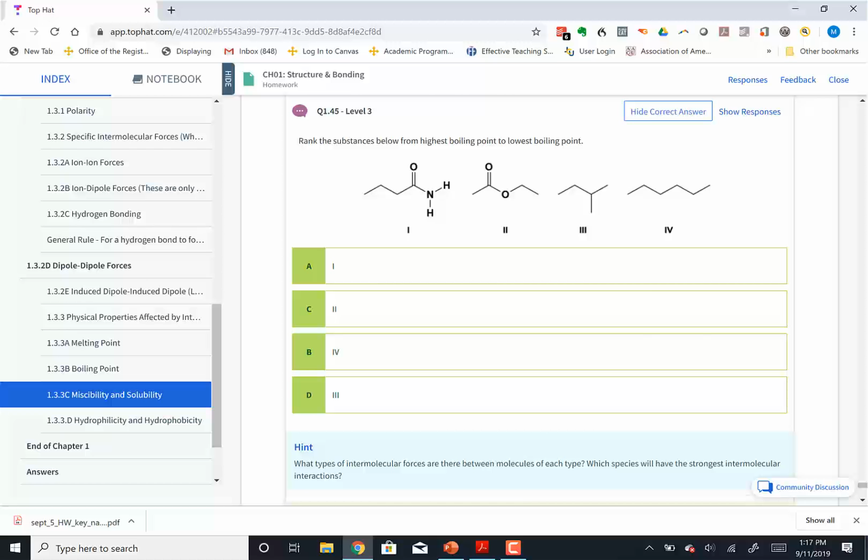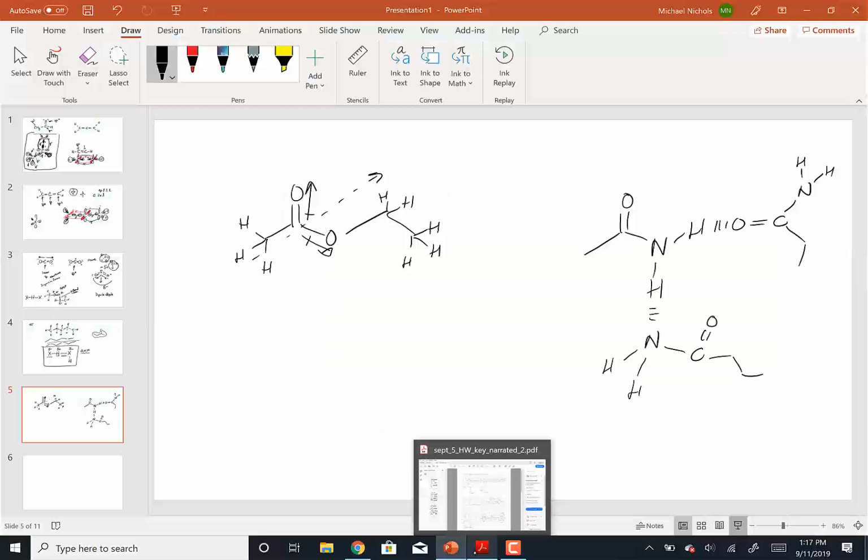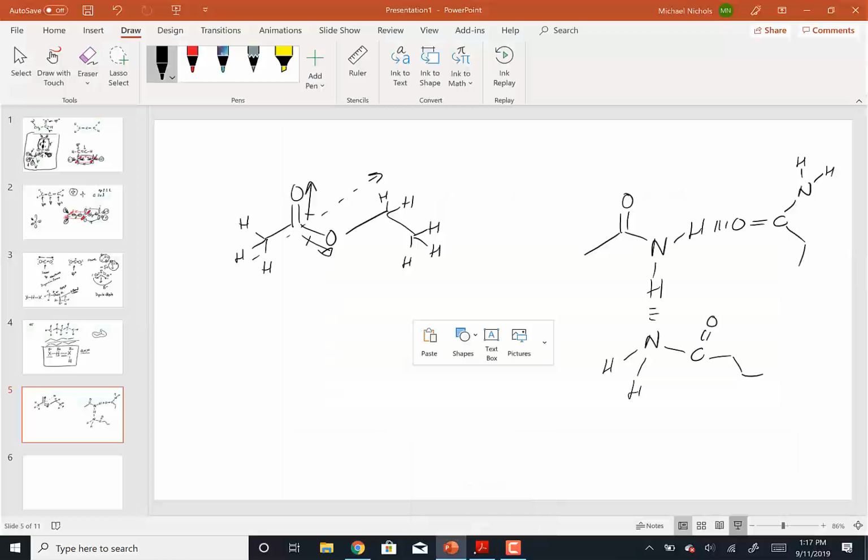So the thing about the hydrogen bonding, that's just something we have to remember: a hydrogen bond has to have an O or an F covalently bonded to the hydrogen and then electrostatically attracted to another O or an F. Any other atoms don't count.